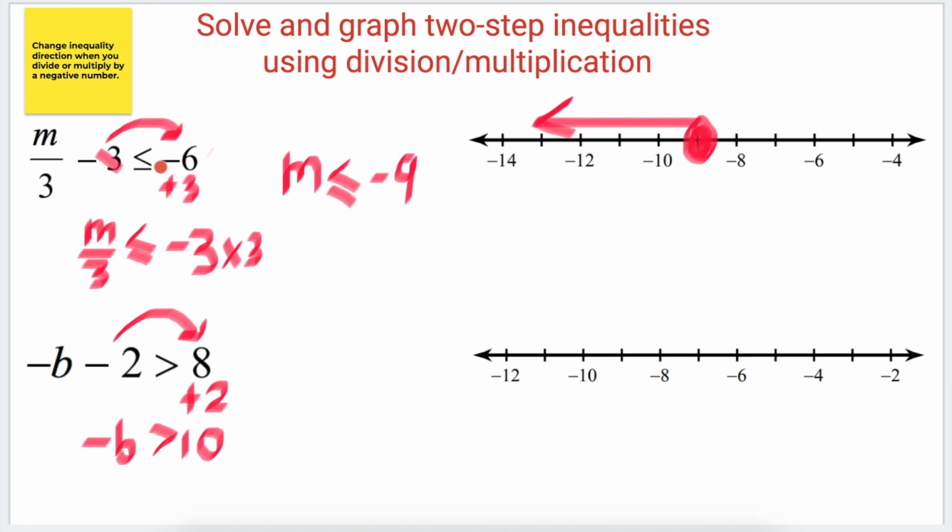Whenever you're solving an inequality or an equation, the variable must be positive. So when you divide the right side by negative 1, on the other side you remain with a positive b, but you have to change the sign and then it becomes less than, and then you have negative 10. On the number line, I'm going to look for negative 10 and put a circle because the sign here is only less than. And then finally, I'm going to draw an arrow to the left side because that's where all the values of b are less than negative 10.